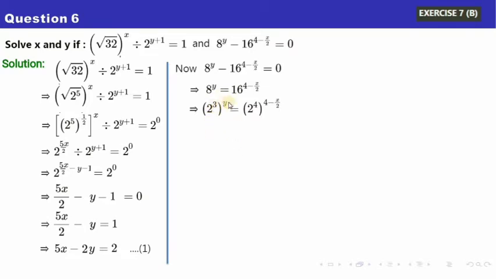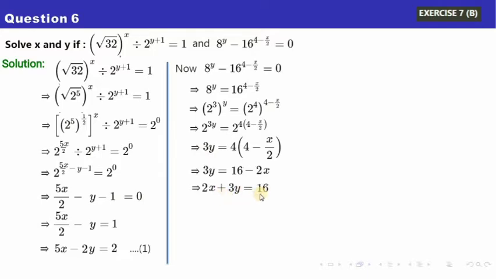Now again, you know, you have to multiply the powers, isn't it? So here it becomes 3 into y is 3y. So 4 into this entire thing is written out here. Now again, since the bases both are 2, that means the powers must be equal. That is 3y is equal to this much. Now let's multiply and open the bracket. So 4 into 4 is 16. 4 into x by 2, so 2 and 4 get cancelled. 2 ones are 2, 2 twos are 4, right? So 2 into x becomes 2x. So 3y is 16 minus 2x. Take this 2x over here, you get 2x plus 3y is equal to 16.